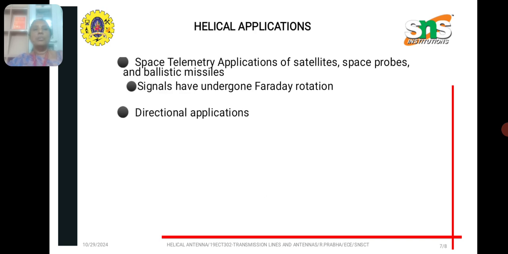Now come to the applications. This helical antenna is used in space telemetry applications of satellites, space probes and ballistic missiles. The signals undergo Faraday rotation. It is also useful in directional applications because the helical antenna provides a beam of very high directivity.